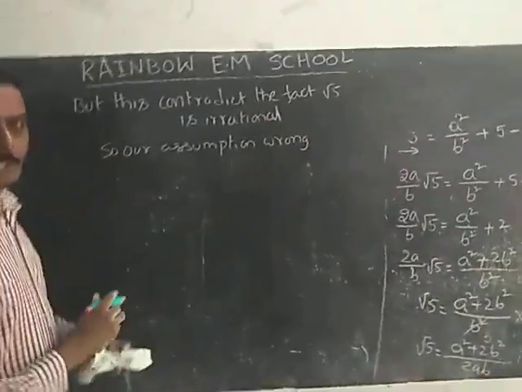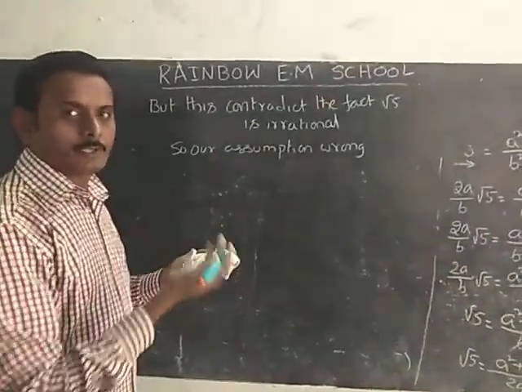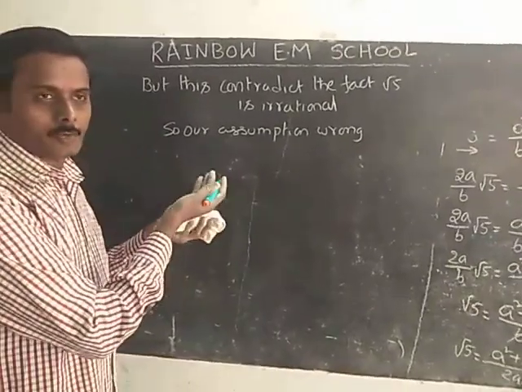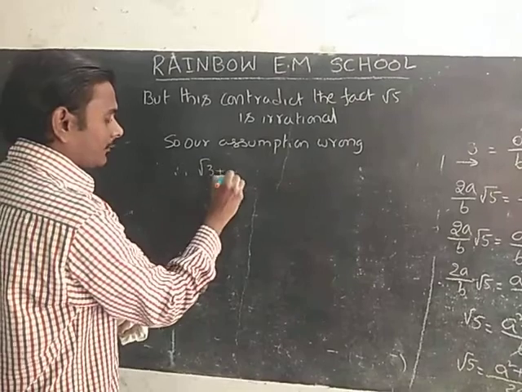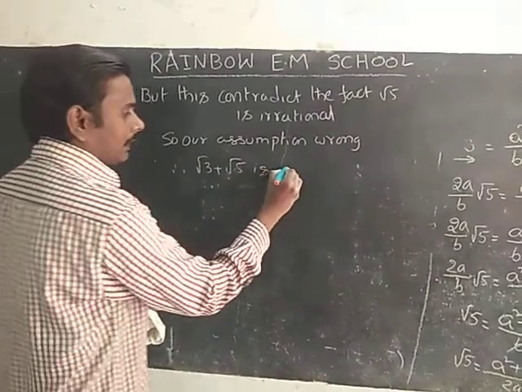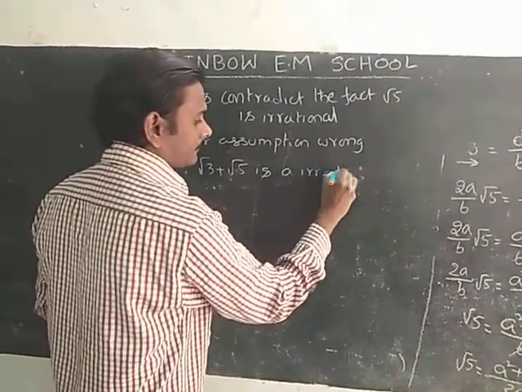What was taken first? Root 3 plus root 5 is rational, we took. Our assumption is wrong, which means that it is not rational. Therefore, root 3 plus root 5 is irrational.